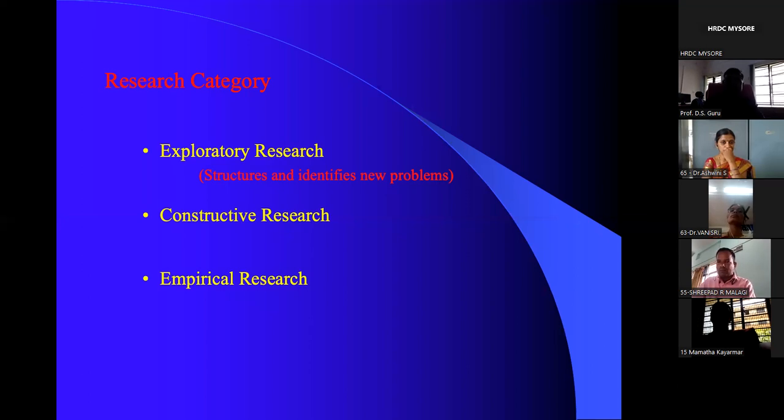Today, if you go to any department of mathematics which is pursuing research, like Manasa Gangotri, we have a well-established department of studies in mathematics.